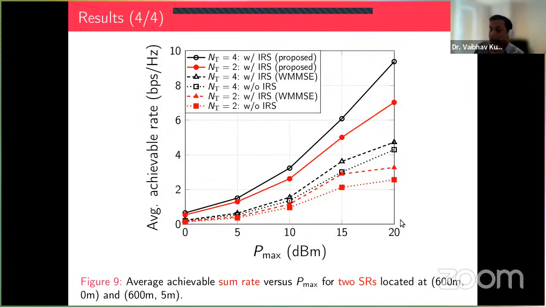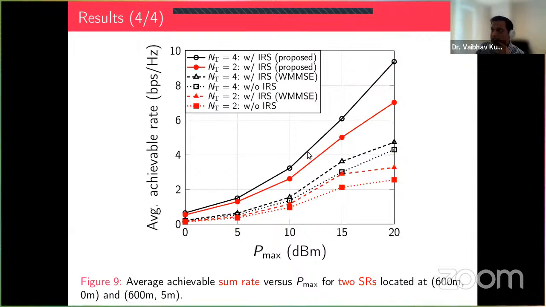And this is the figure when we have multiple secondary receivers. The previous figures were for a single secondary receiver. Now, as we said, the work can be extended to multiple SRs using the same analogy. Here we compare with the second existing paper, which used the WMMSE, because only in that paper did they use multiple secondary receivers.